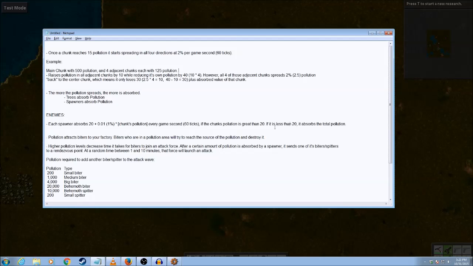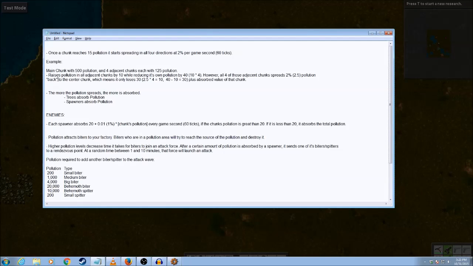However, those 4 adjacent chunks, right, once they hit 15, they're going to be spreading at 2% of their current rate. So they were already at 125 for this example. 2% of that is 2.5. So they're going to spread 2.5 pollution to all the adjacent chunks to them. And the middle one we started with happens to be one that is adjacent to all 4 of them, right?